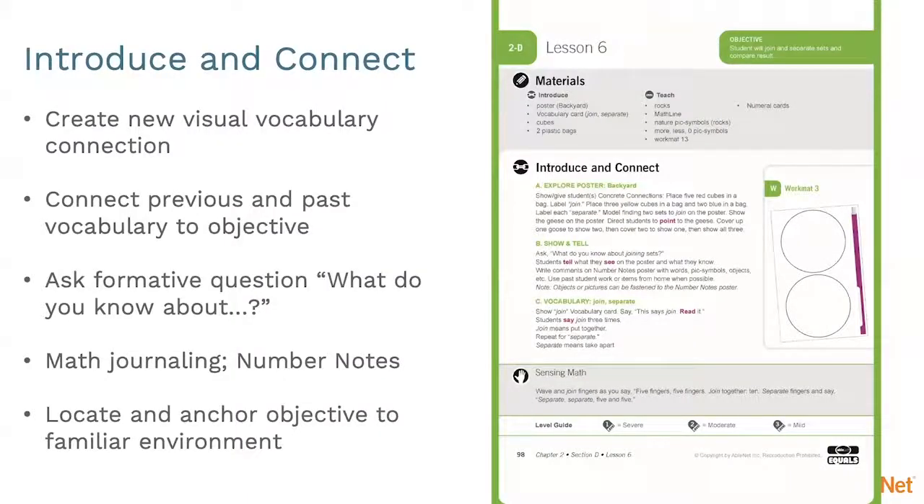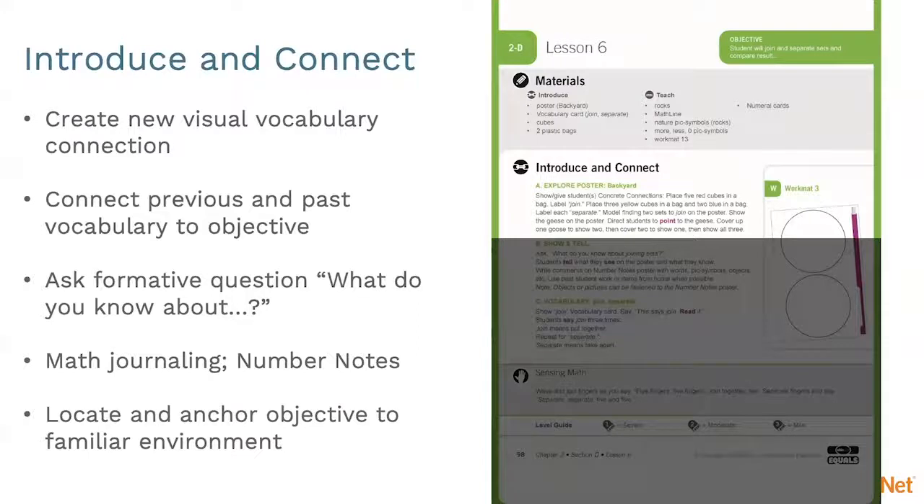On page 2 of the lesson, students move to the Introduce and Connect activity. Students begin with Section A, the Explore poster. The group builds a second concrete connection for the vocabulary words join and separate. The backyard poster is used again. Students can begin to point to examples of sets and how they can be joined and separated.